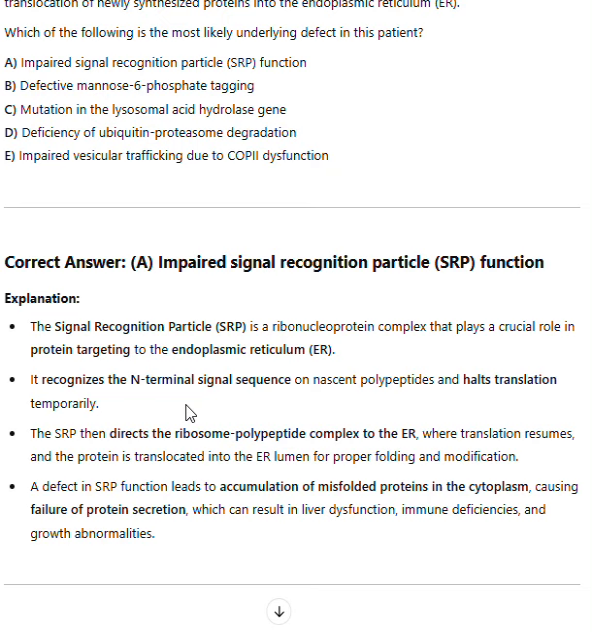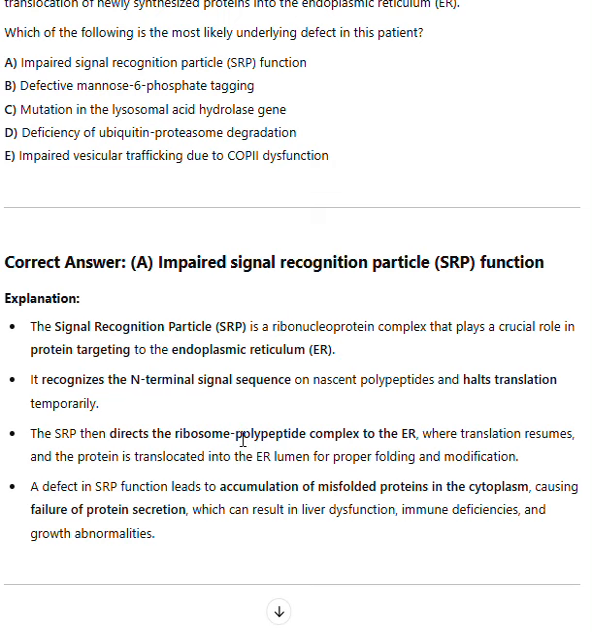A defect in SRP function leads to accumulation of misfolded proteins in the cytoplasm, causing failure of protein secretion, which can result in liver dysfunction, immune deficiencies, and growth abnormalities. Why not the other options?